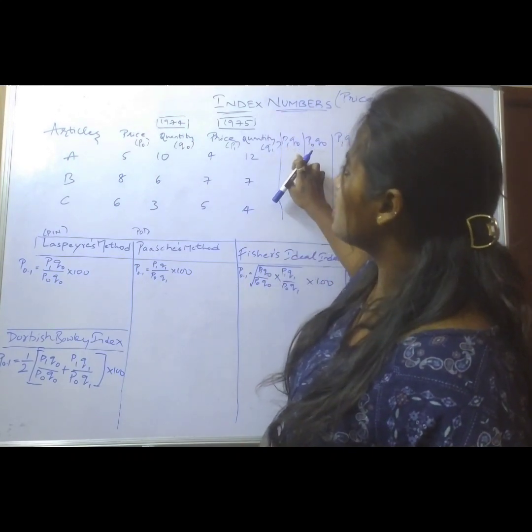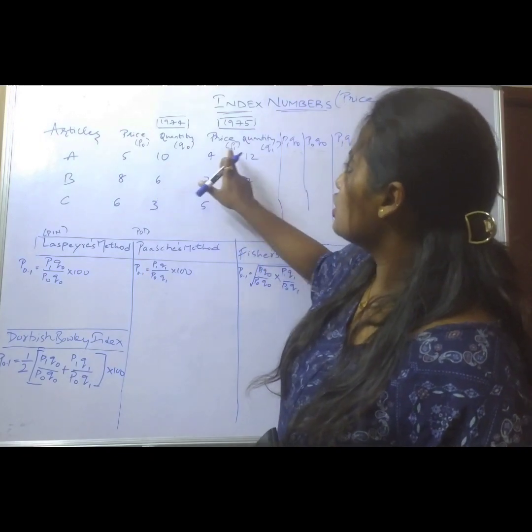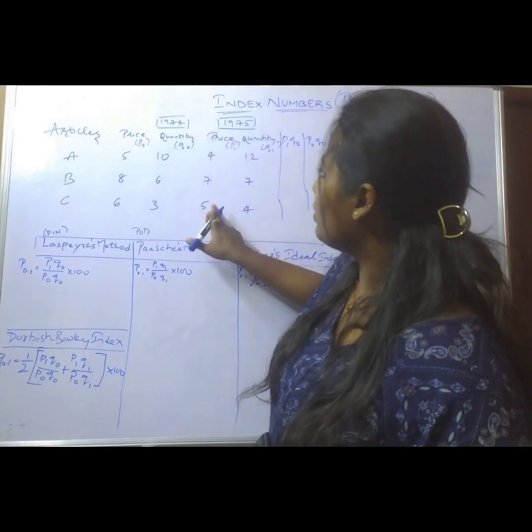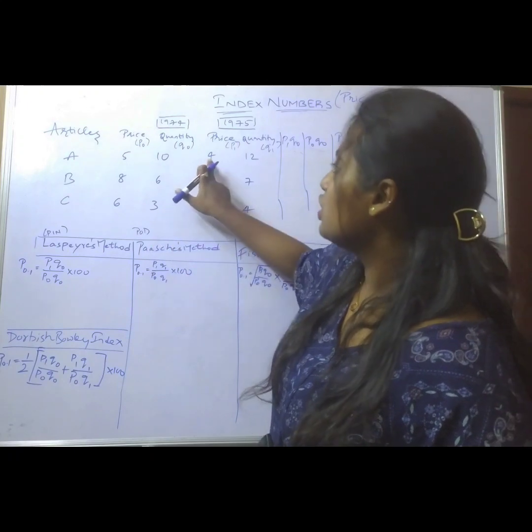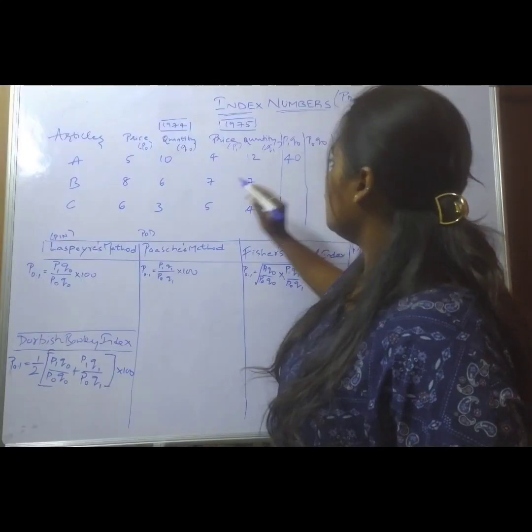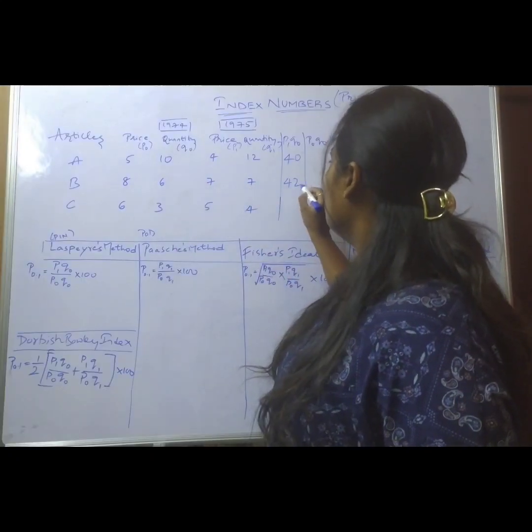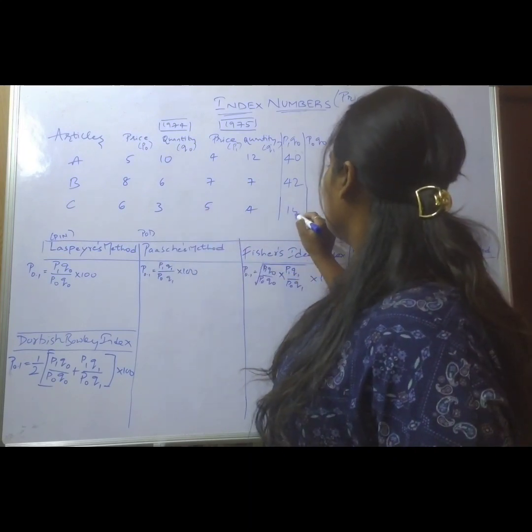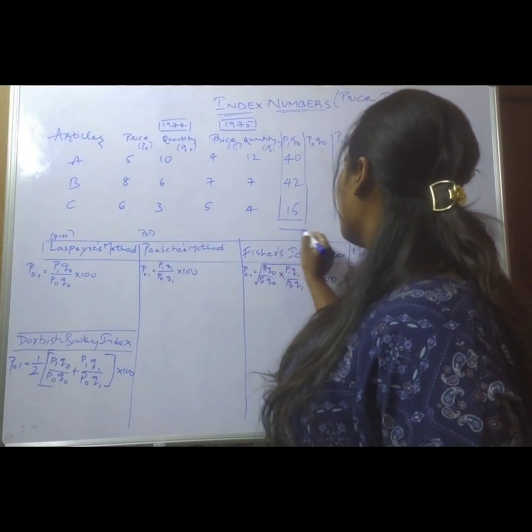So P1 and Q0 they have given. P1 Q0, so P1 into Q0. This is our P1 series and this is our Q0 series. So 4 into 10, write it as 40. 7 into 6 is 42. 5 into 3 will be 15. Now we have to add all this.